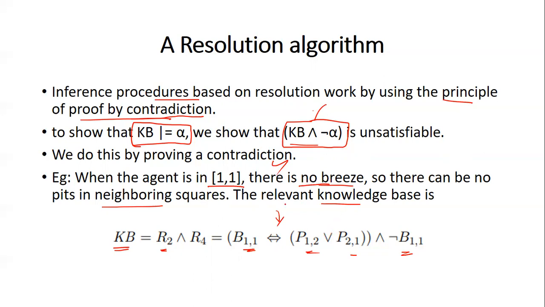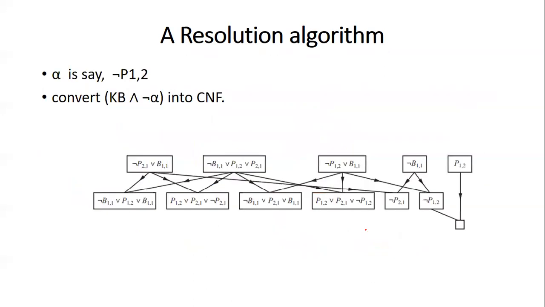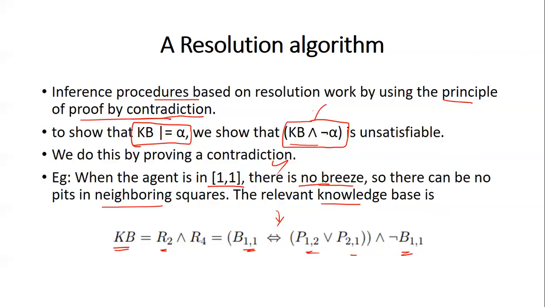Now we should prove that there is no pit in any one of the cells, either in 1,2 or 2,1. So let us take 1,2. We have to prove that there is no pit in 1,2. But how does resolution work? It will work through contradiction.